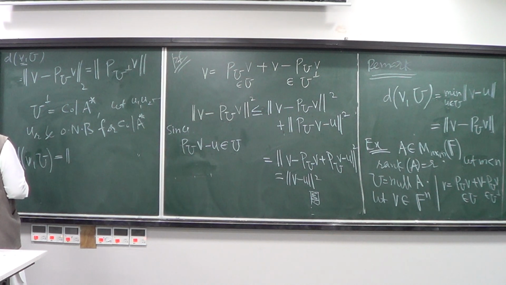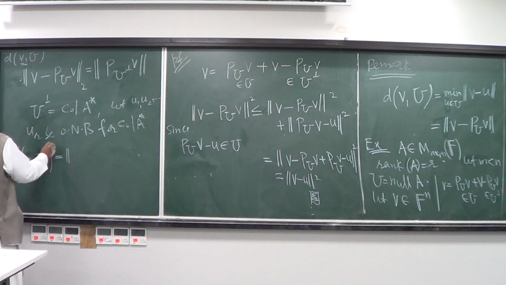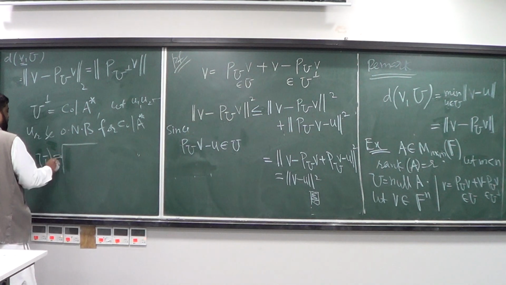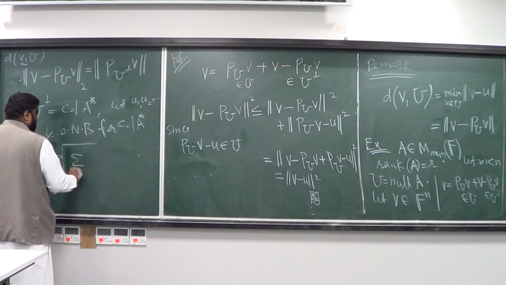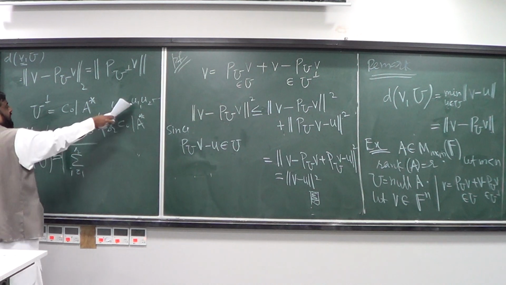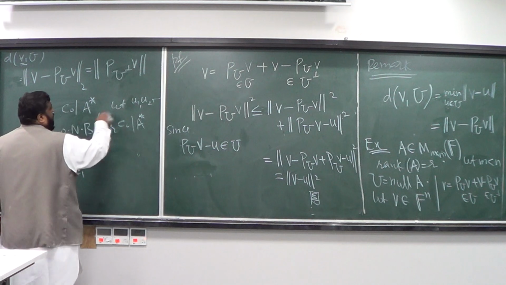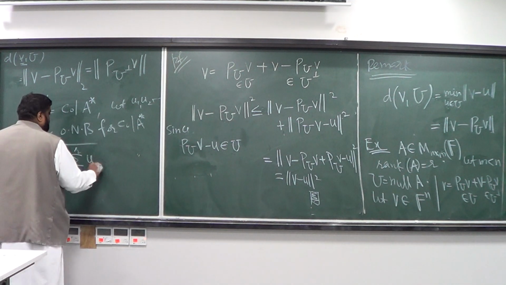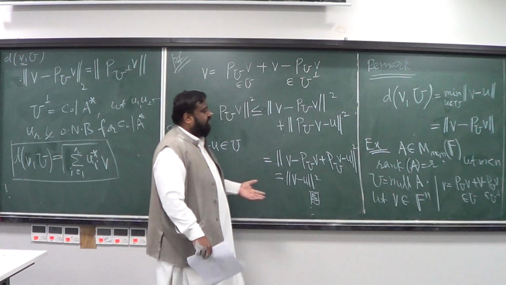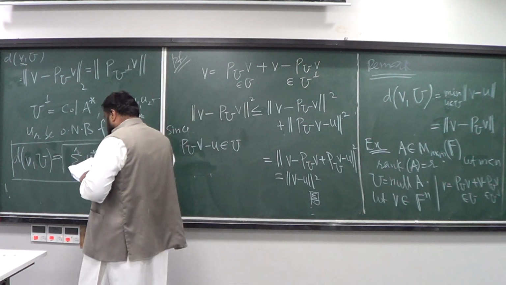Think carefully about it. The distance, maybe the square of the distance, is going to be equal to the square root of the sum from i equal to 1 to r of the inner product of V with the U's, which is U_i star V. So this is really the formula for the minimum distance between V and the null space of U. Null space of U. This is an interesting example.